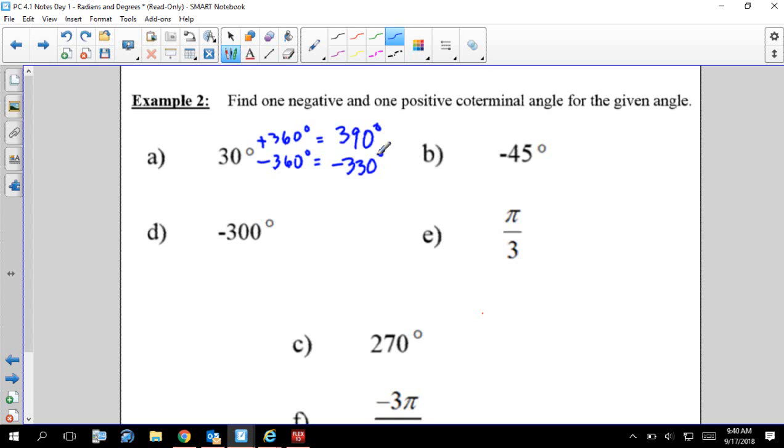Okay, let's look at E. Pi over 3. I need coterminal. But anytime you see a question that's in radian form, you put your answer in radian form. So we're going to think radian form. So I'm not going to add or subtract 360. What am I going to add or subtract? 2 pi. Excellent. So I'm going to take pi over 3 and add 2 pi.